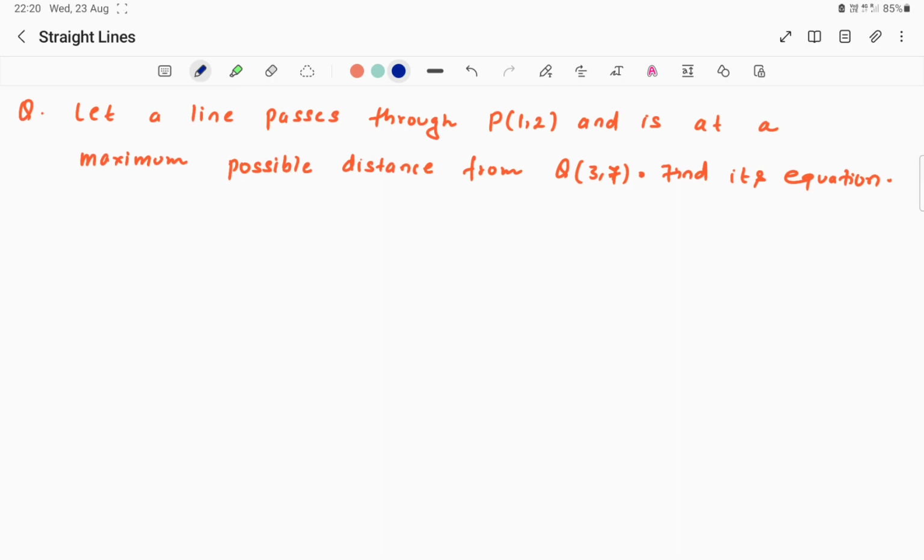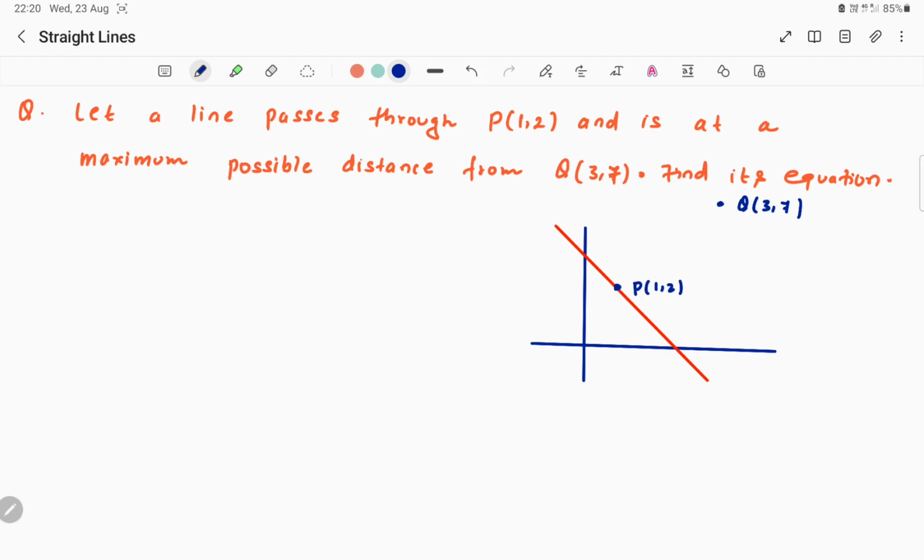So what is happening? There is a line passing through P(1, 2). To give an insight, there is 1, 2, a point here, and a line passing through this. Which line? I don't know, so I'm just drawing a general line. We can take a point on it. Let's say this is the point P, whose coordinate is 1, 2. Then 3, 7 will be somewhere in the sky. So let's take this Q as 3, 7.